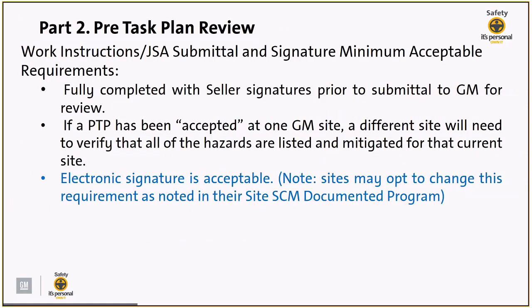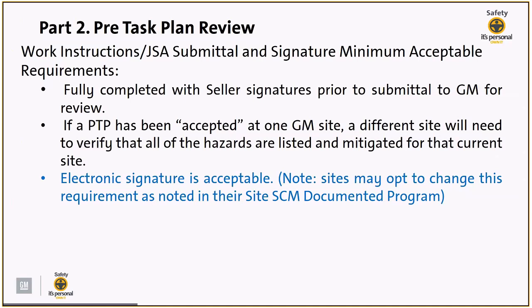So when you look at pre-task plans, let's do a review here. Work instructions / JSA submittal and signature minimum acceptable requirements. Just to update you guys, we are looking for this information to be fully completed with the seller's signatures prior to submittal for GM for review. If the seller has not signed the form yet, you guys should not even be looking at it. Return that back to the seller. They need to sign off on their form first.